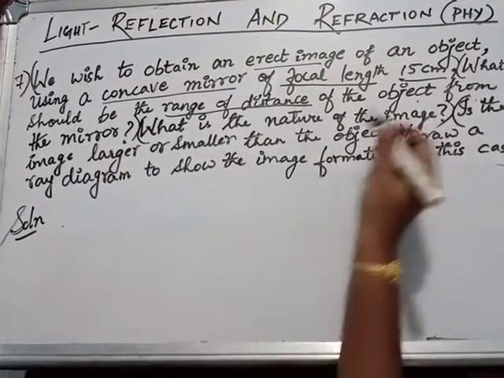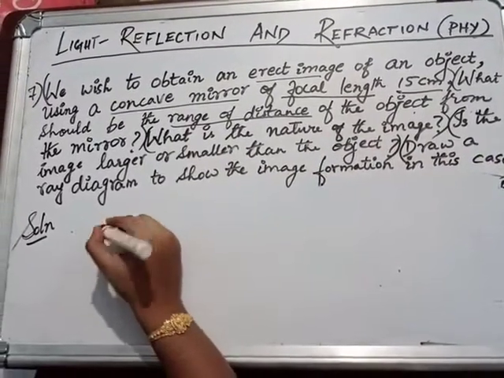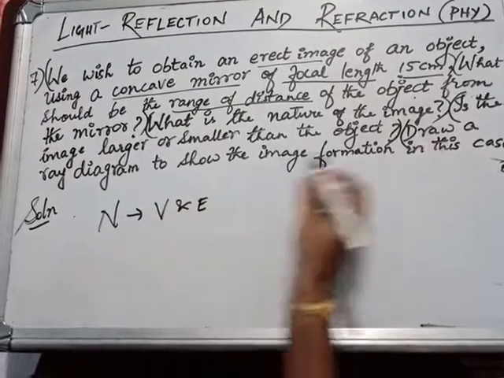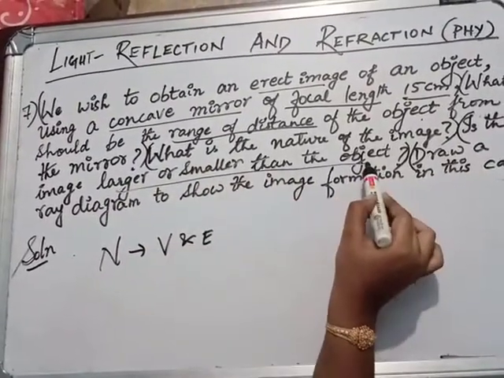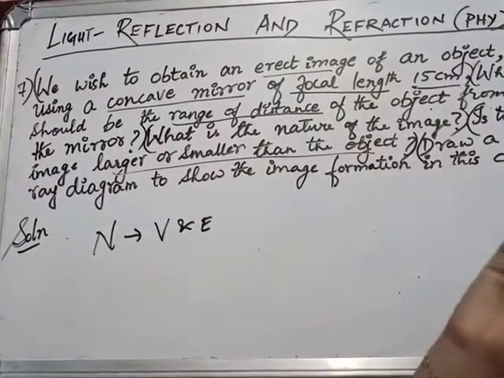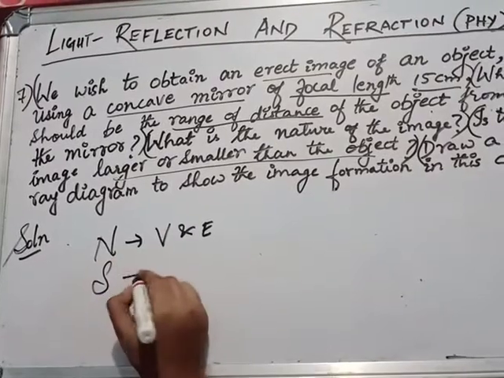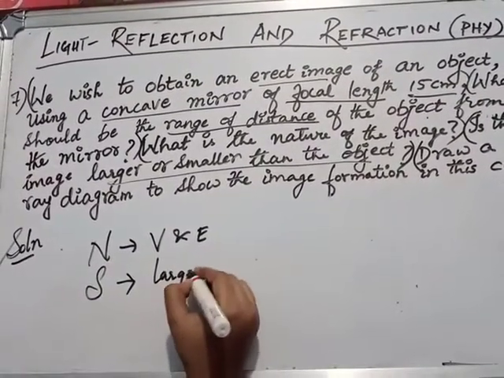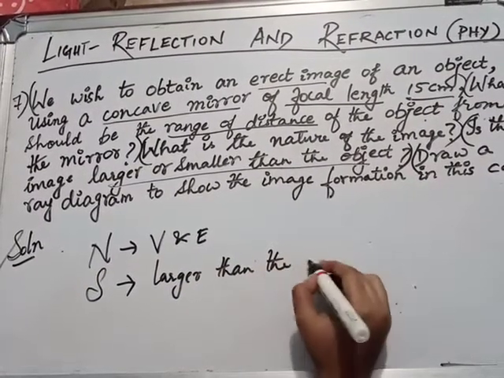The question is, what is the nature of the image? Of course, the nature is virtual and erect. And is the image larger or smaller than the object? Just now we saw in the ray diagram, it was larger than the object. So the size of the image was larger than the object.